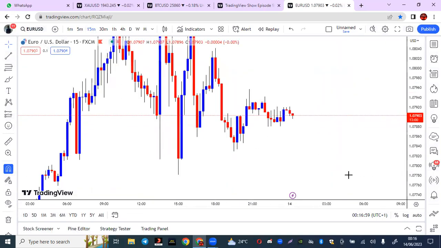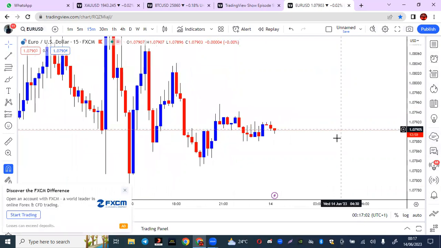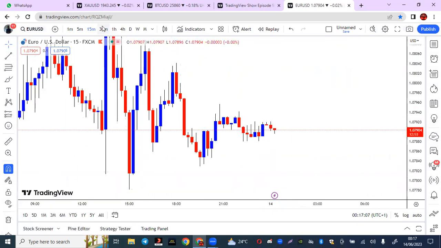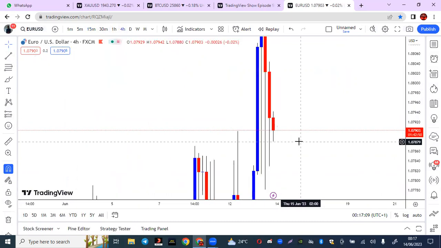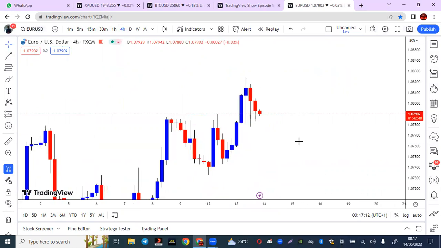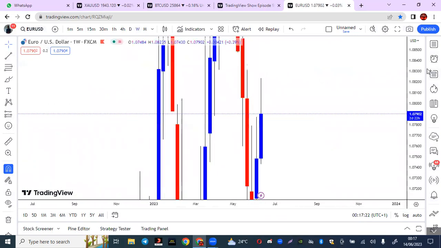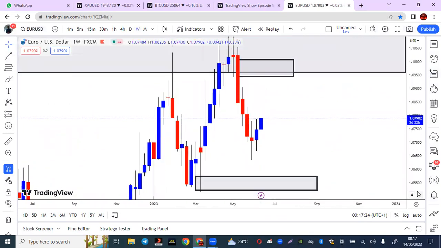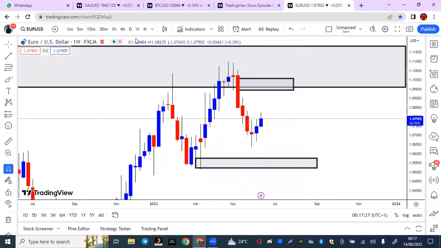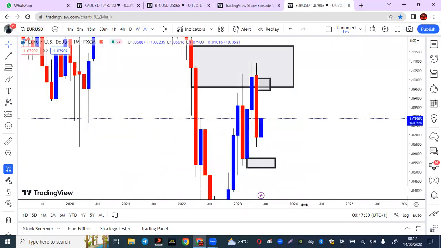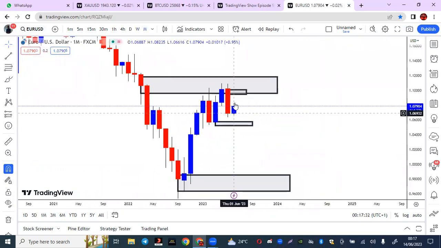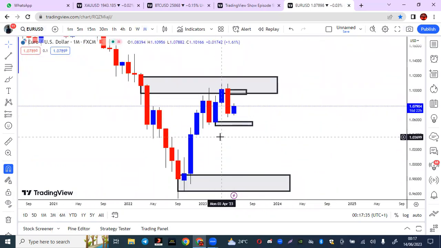Every candlestick you see here takes 15 minutes to form. If you go to the 4-hour time frame, every candlestick you see here takes 4 hours to form. Same with the weekly, every candle takes 1 week to form. Then the monthly, every candle takes 1 month to form. So that's just what the time frame means.